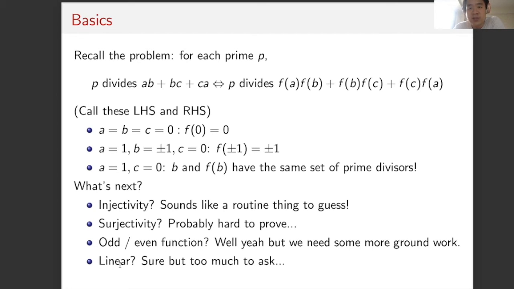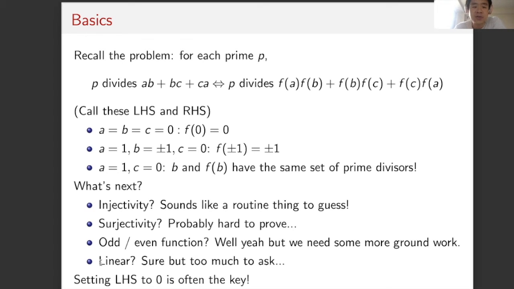Now, the issue is that even though we could guess them, it will still take some effort to prove them, and proving some of them is easier than others. It turned out in this case, injectivity is the easiest to prove, based on this intuition over here. I'm not sure how to explain why it is so. Whereas showing that it's linear is probably a bit too much to ask unless you have some other foundations built.